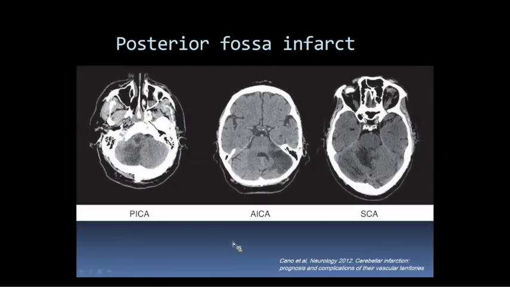And the main clinical issues with posterior fossa infarction are, of course, cerebellar tonsillar herniation, if it's large enough, or develops hemorrhage, and narrowing of the fourth ventricle, which will give you obstructive hydrocephalus. So those are the two main complications that we worry about with posterior fossa infarctions.